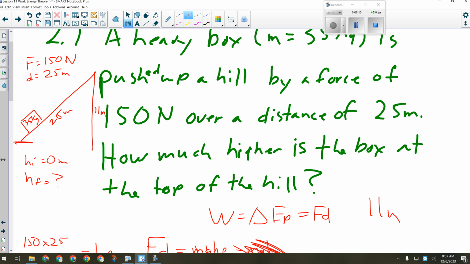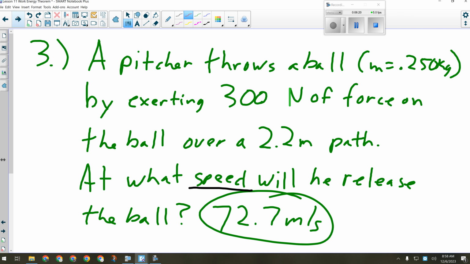All right, questions on how that one worked? Okay, it's a pretty typical work energy theorem potential energy problem. Okay, that is ridiculously fast, but we'll go with it. Okay, give that one a try.